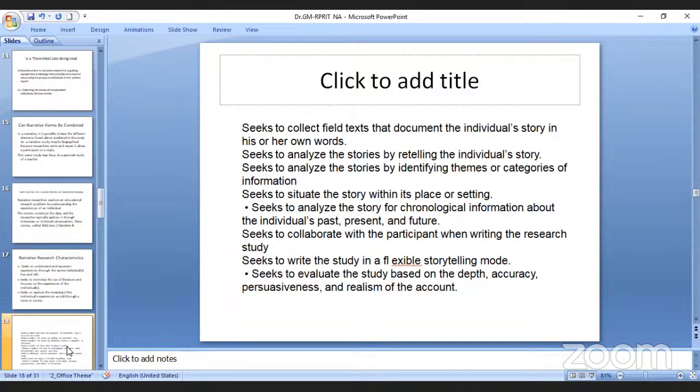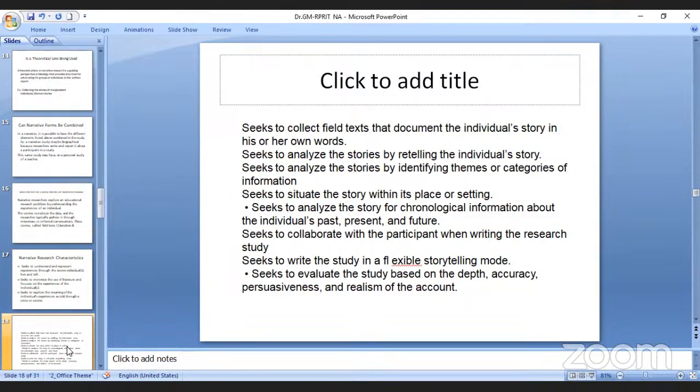Then it seeks to analyze the stories by retelling the individual story. Once they have recorded a story, the researcher has to retell the individual story. Then it seeks to analyze the stories by identifying themes or categories of information. And it seeks to situate the story within its place or setting. You have to look at the context and the place.